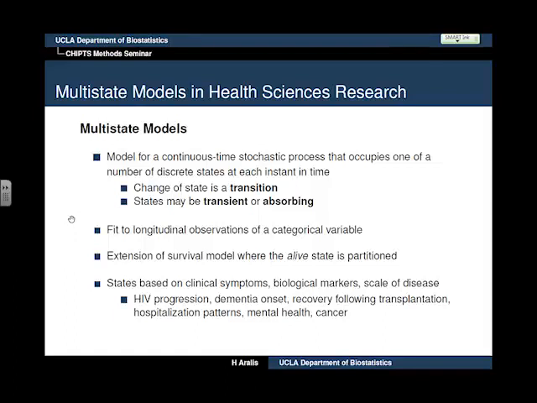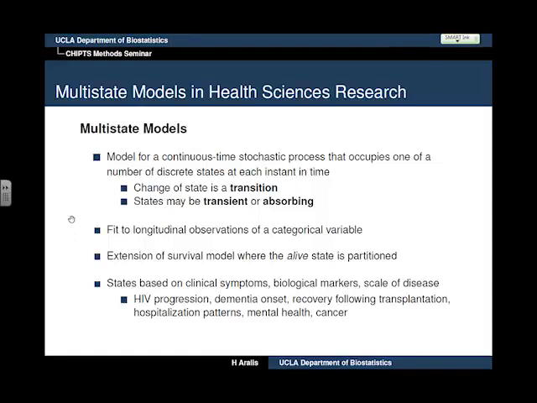Multi-state models are usually fit to longitudinal observations of a categorical variable. Some examples that you'll commonly see are where states correspond to levels of clinical symptoms, biological markers, or stages of disease, and they're common in HIV, dementia, health services research, mental health trajectories, and cancer remission.